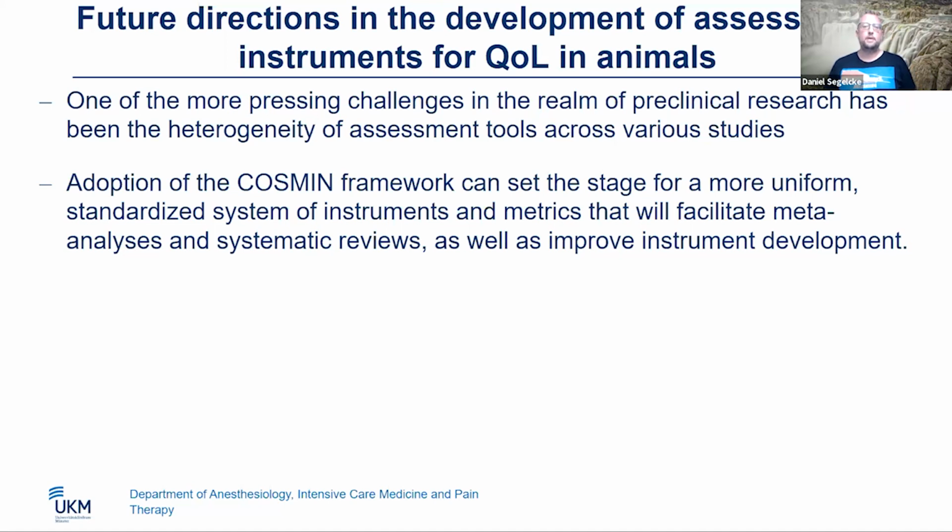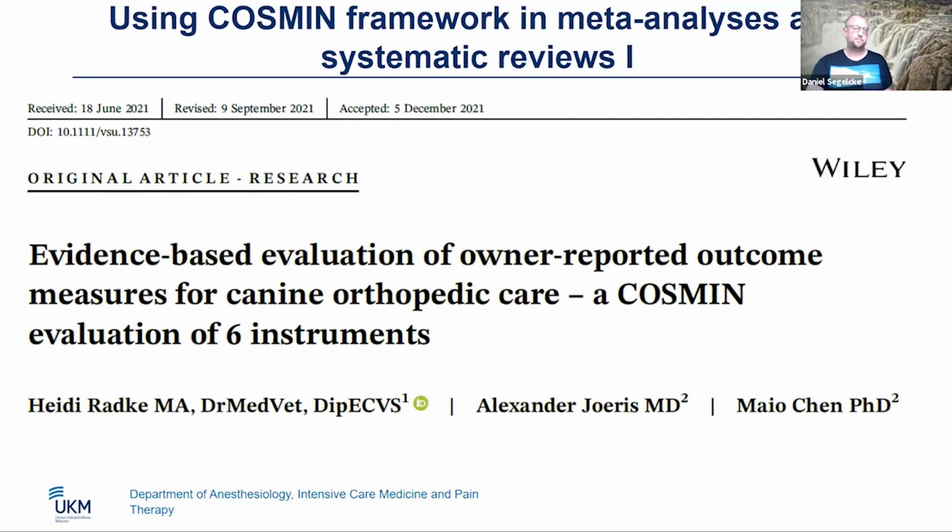One of the more pressing challenges in the realm of preclinical research has been the heterogeneity of assessment tools across the studies. Adoption of the COSMIN framework can set the stage for a more uniform, standardized system for instruments, for better comparison, and metrics that will facilitate meta-analysis and systematic review, as well as improve instrument development in the next step. And here are some examples from the last 2 years.